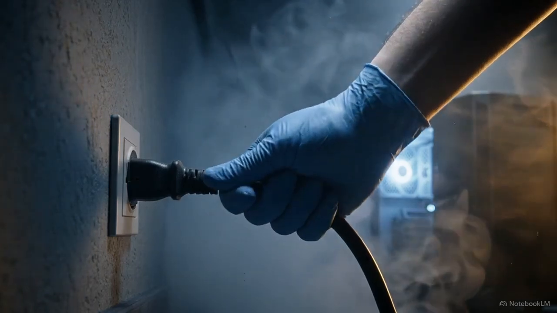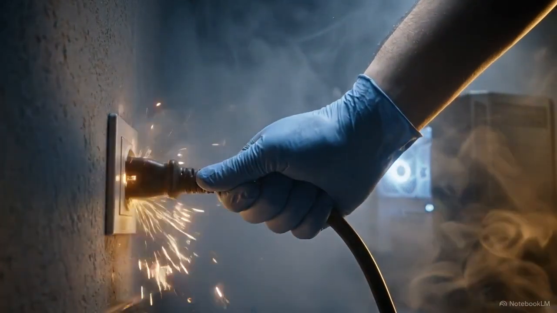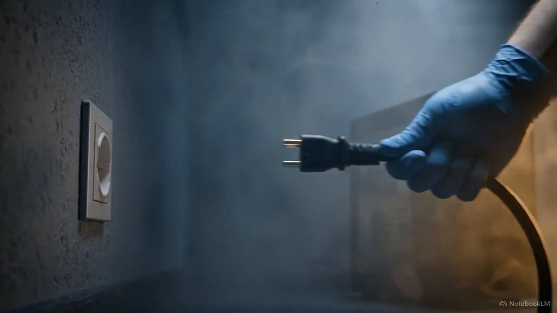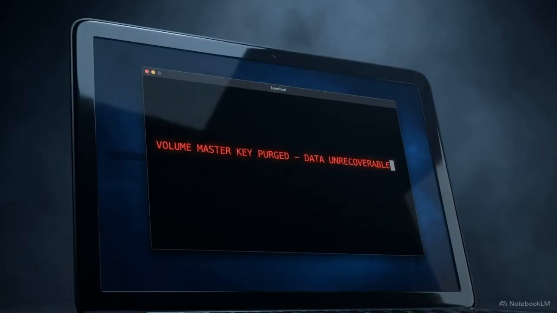You arrive at the suspect's office. Their encrypted workstation is powered on and unlocked. If you unplug that machine right now, you permanently destroy the encryption keys and the most valuable evidence in your case.